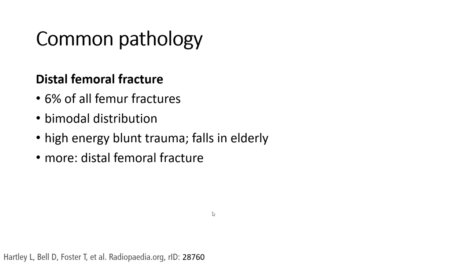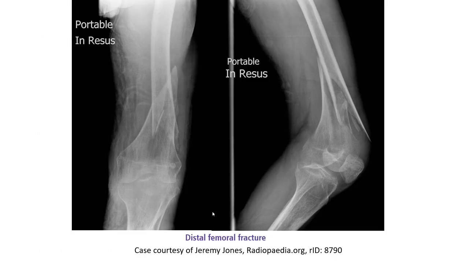Distal femoral fracture, 6% of all femur fractures. Bimodal distribution: high energy blunt trauma and falls in the elderly. So this is an example of a distal femoral fracture with displacement and minimal overriding and angulation of the distal femoral fracture.